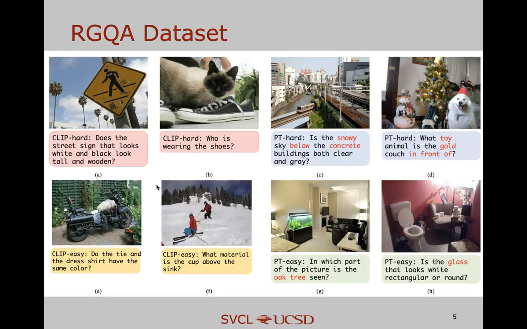We show some qualitative examples in this slide. Many questions have subtle mismatches with images, and thus require the model to have high-level understanding of image semantics. For example, for image-question pair B, the model should understand whether the person is wearing the shoe or not.